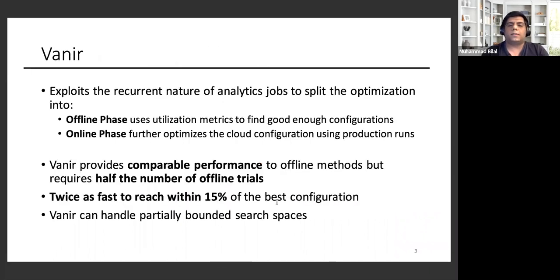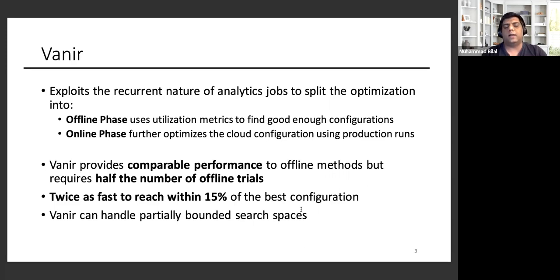So this is what we are trying to tackle in this work. We essentially exploit the recurrent nature of these jobs to split the optimization process into offline and online phases. The offline phase uses resource utilization metrics to find configurations that are good enough in terms of satisfying user constraints on execution cost or execution time. But it's not the job of the offline phase to find the best configuration. It is simply trying to find a decent configuration that the user can start their production run with.